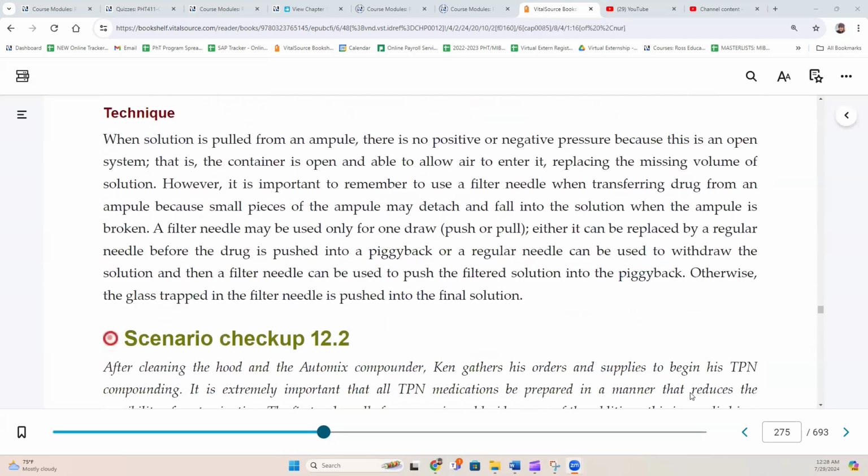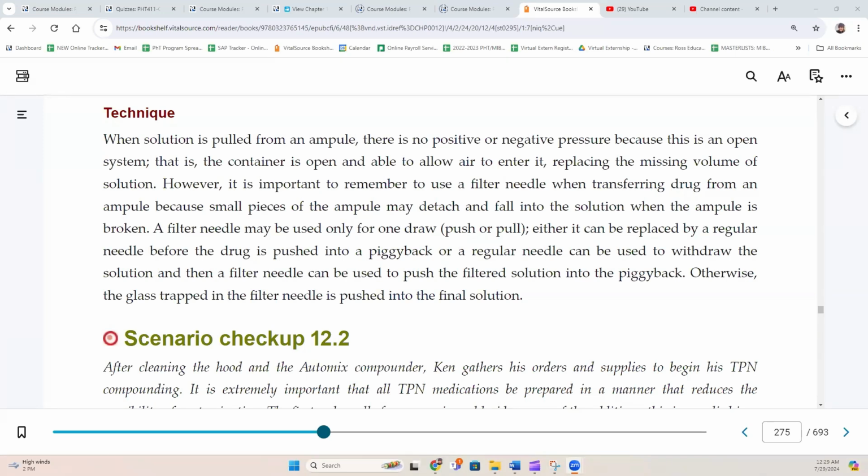When solution is pulled from an ampule, there is no positive or negative pressure because this is an open system. That is, the container is open and able to allow air to enter it, replacing the missing volume of solution. However, it is important to remember to use a filter needle when transferring drug from an ampule because small pieces of the ampule may detach and fall into the solution when the ampule is broken.